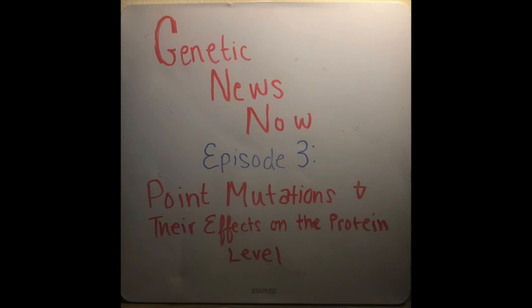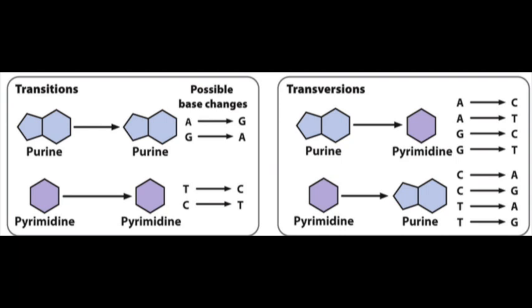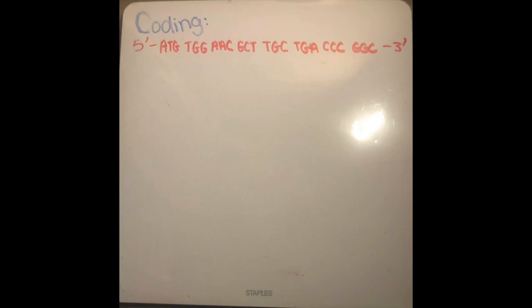Today we will be discussing point mutations. Point mutations result in the substitution of one base pair for another. The two main kinds of point mutations are transitions and transversions. A transition is a purine to purine or pyrimidine to pyrimidine, while a transversion is a purine to pyrimidine or a pyrimidine to purine. Today we will be looking at the given DNA sequence below.